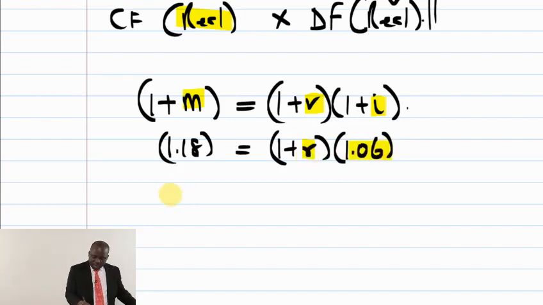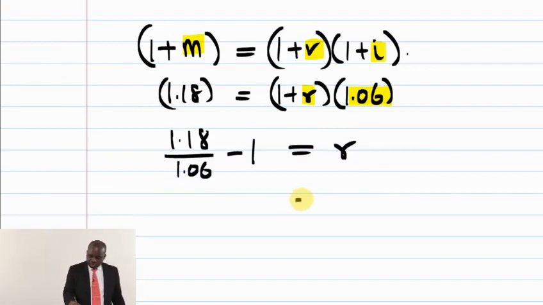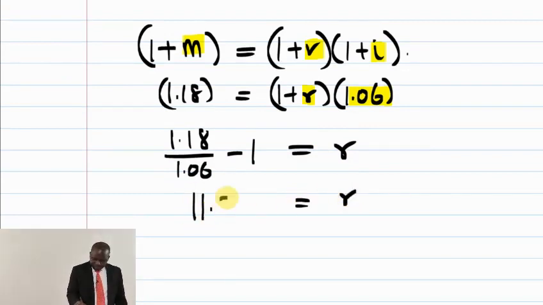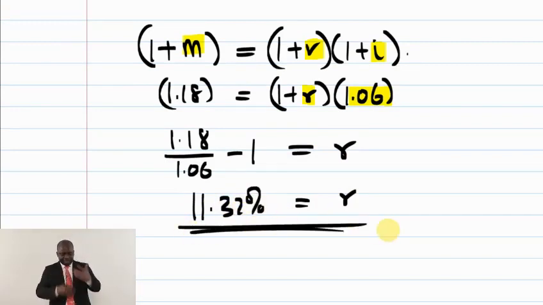So I'll say 1.18 divided by 1.06 minus 1 should give you your R. And then what will be the R? The R is 11.32% given. So this is the primary school thing we are refreshing our mind.